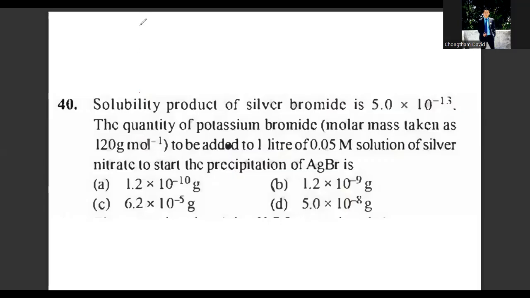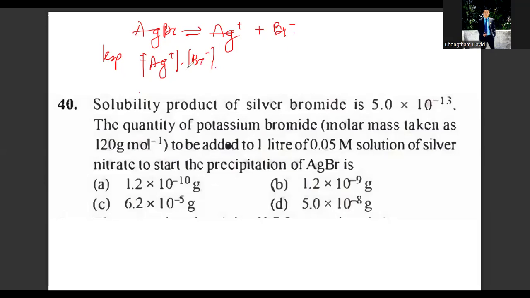So let us write the dissociation of this silver bromide. If this dissociates, we get silver ion and bromide ion. So what is the solubility product constant for this? Ksp = [Ag+][Br-]. For precipitation to occur, always remember the ionic product of the solution must be greater than the solubility product, that is Ksp. This is the condition for precipitation to take place.